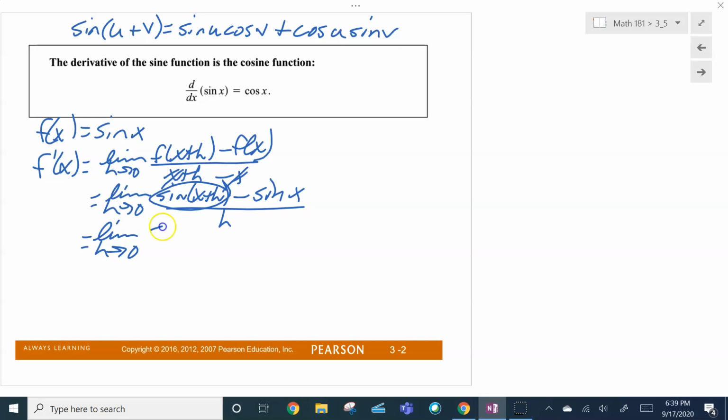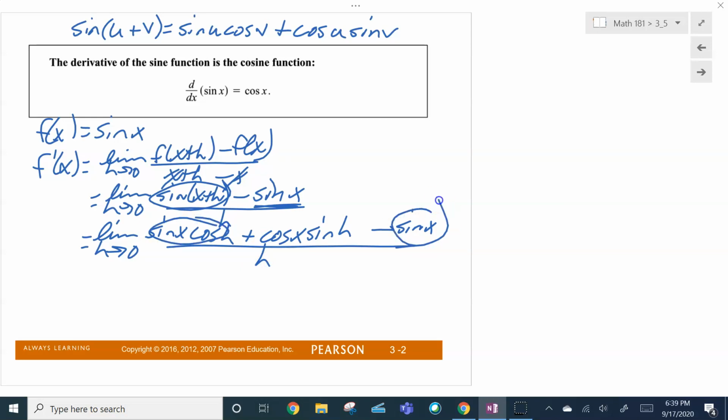Sine x cosine h plus cosine x sine h, and then minus our sine x right there, all over h. Now I'm going to take a sine x out of this one and this one. I'm going to factor it out of those. So I have sine x, and I'm left with cosine of h minus 1. Over here I have cosine x sine h.